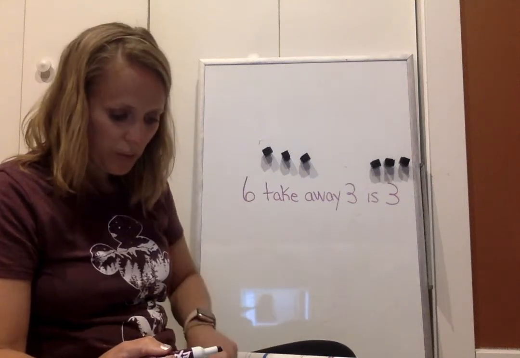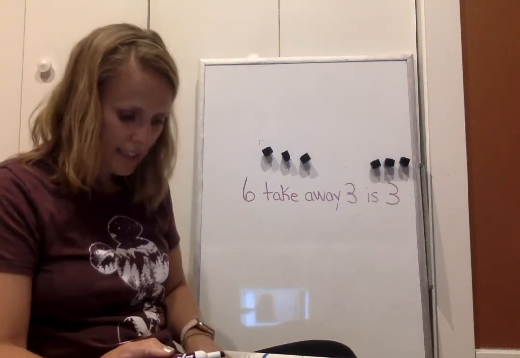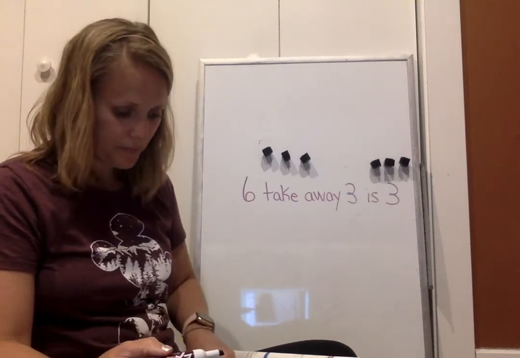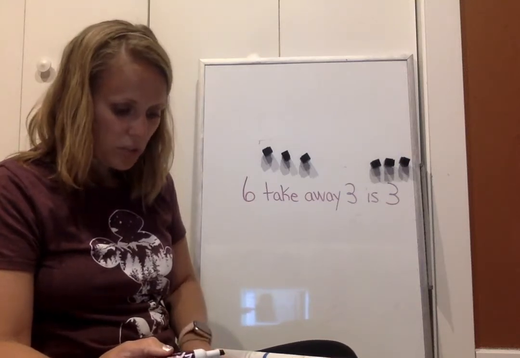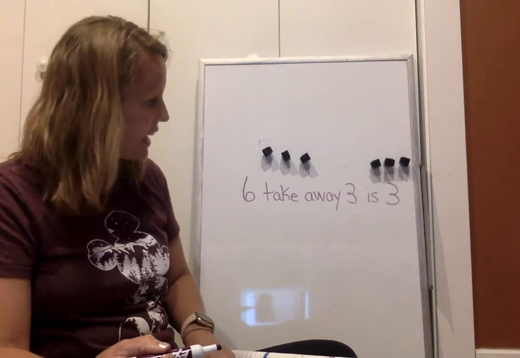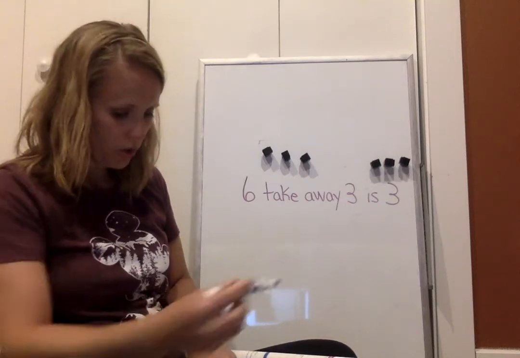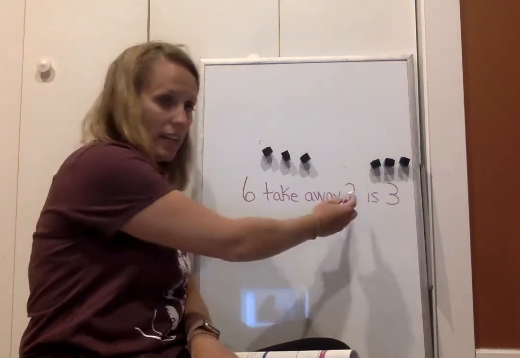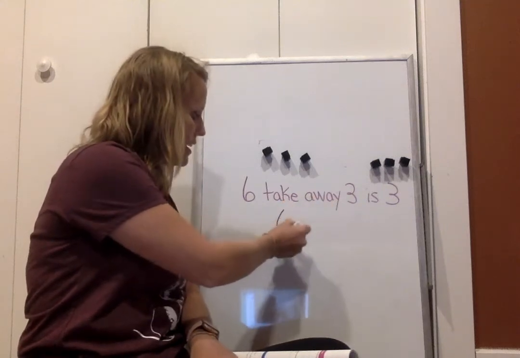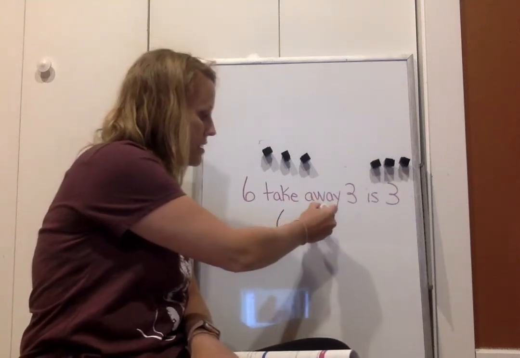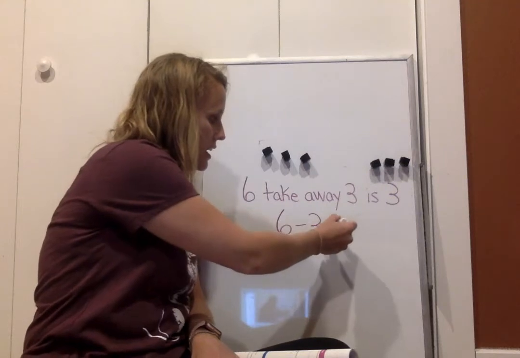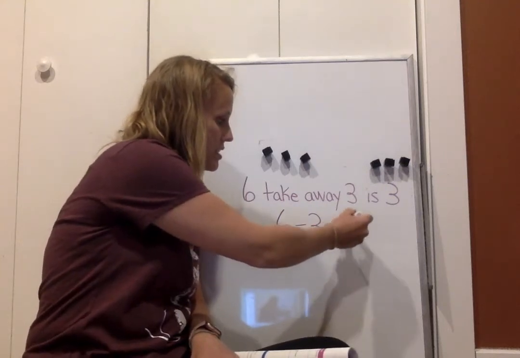Now, another way to write the sentence is to use a minus sign and an equal sign. The equal sign goes between the numbers being subtracted and the difference. So let me show you. We can also write this. We can write it like this, or we can write 6 minus 3 equals 3.